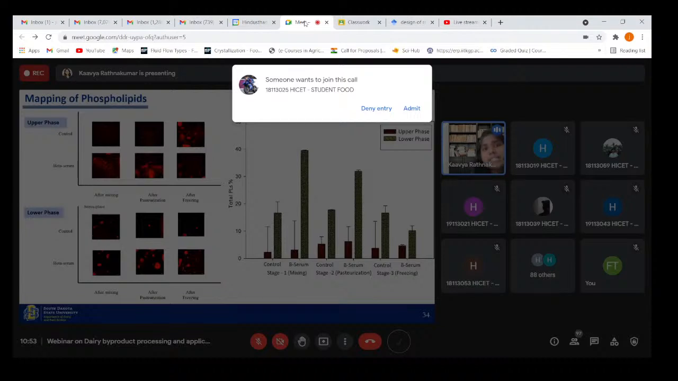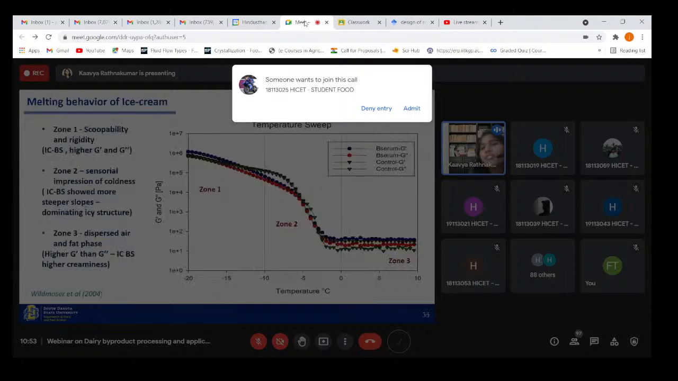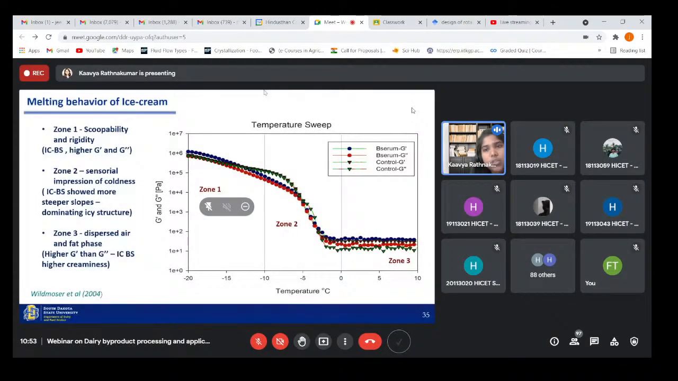This is the quality behavior of the ice cream, and we looked at the melting behavior of the ice cream using a temperature sweep test. The rheological behavior of ice cream is very important in studies, because it all depends on the melting behavior of a frozen dessert, not only ice cream. In any frozen dessert, the melting behavior is important, and it is also important to see the viscoelastic behavior of the mix.